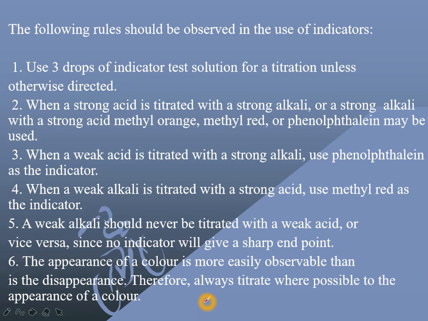Next we can discuss the precautions to be taken while using indicators. The first precaution is to use 3 drops of the indicator test solution. Second, when a strong acid and strong base are titrated, the indicator could be methyl orange, methyl red or phenolphthalein. In the titration between a weak acid and a strong base, the indicator will be phenolphthalein. In the titration of a weak alkali with a strong acid, methyl red can be used as an indicator.